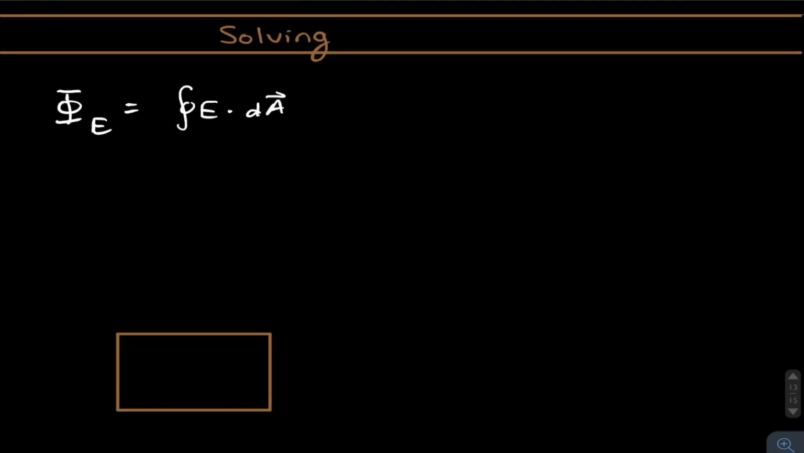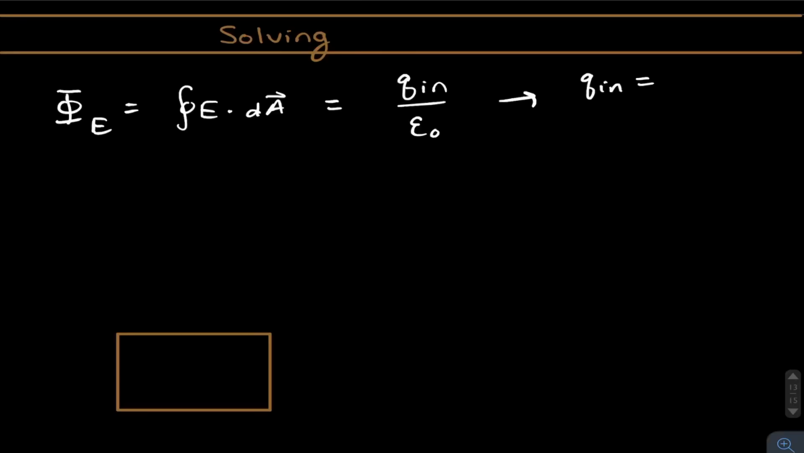Okay, and now we're going to be allowed to solve this. We're going to find that electric field. Now we know that the electric flux is equal to the closed integral of E dot dA. We can say that this is equal to the charge enclosed over epsilon naught. What's our charge enclosed? Well, that's going to be equal to the surface charge density times the area. The surface charge density is coulombs per meter squared, so we multiply by meter squared to get coulombs, which is the area.